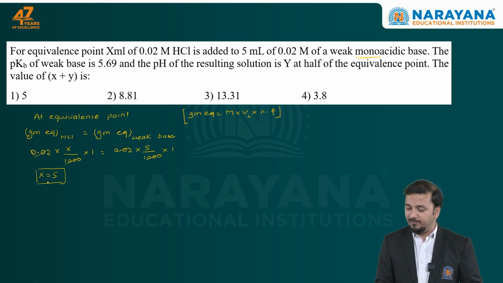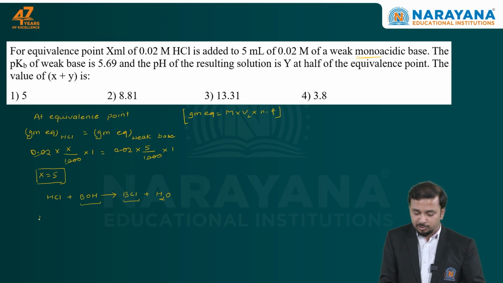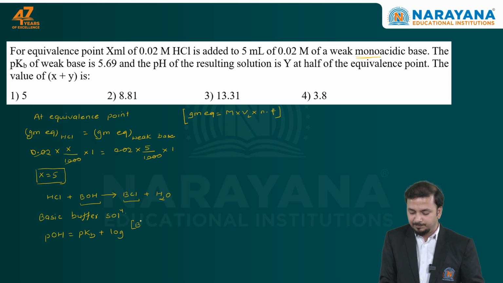Second, we are having a solution. Now HCl plus, let's say, the weak monoacidic base is BOH. When they react it will form BCl plus H2O, and at half equivalence point we have BOH and BCl. This solution which is formed will be a basic buffer solution, for which we know pOH is equal to pKb plus log of concentration of B plus upon concentration of BOH.